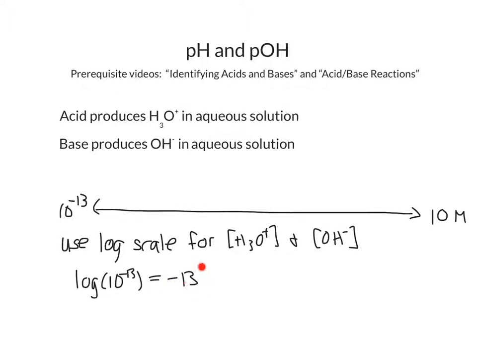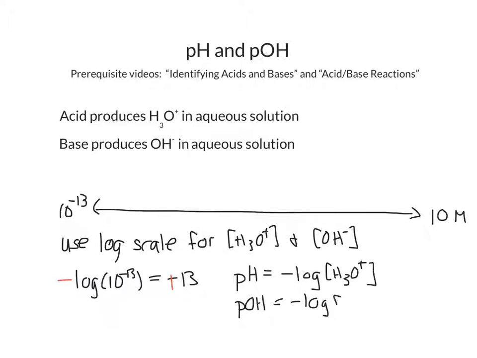But we don't really want to report our values in terms of negative numbers, so what we're going to do is multiply through by a minus sign and make this positive. We're going to define the pH of a solution as minus the log of the H3O+ concentration. And the pOH will be defined as minus the log of the OH- hydroxide concentration in solution.